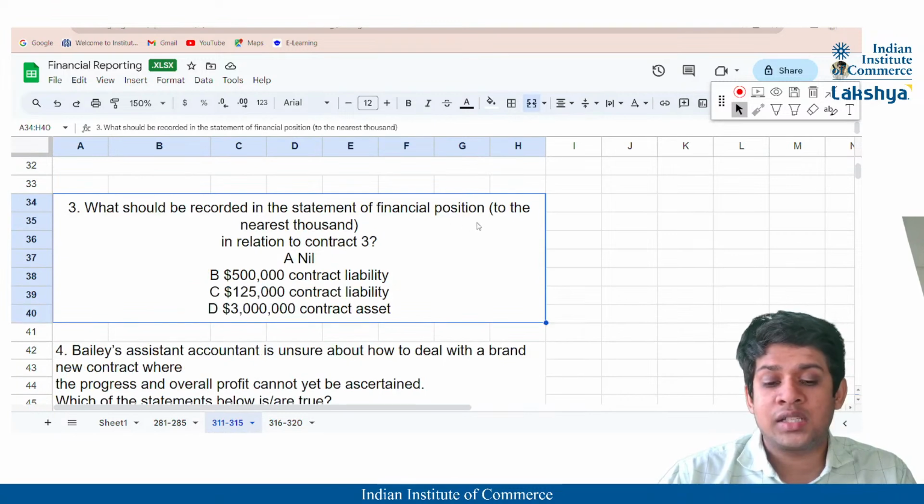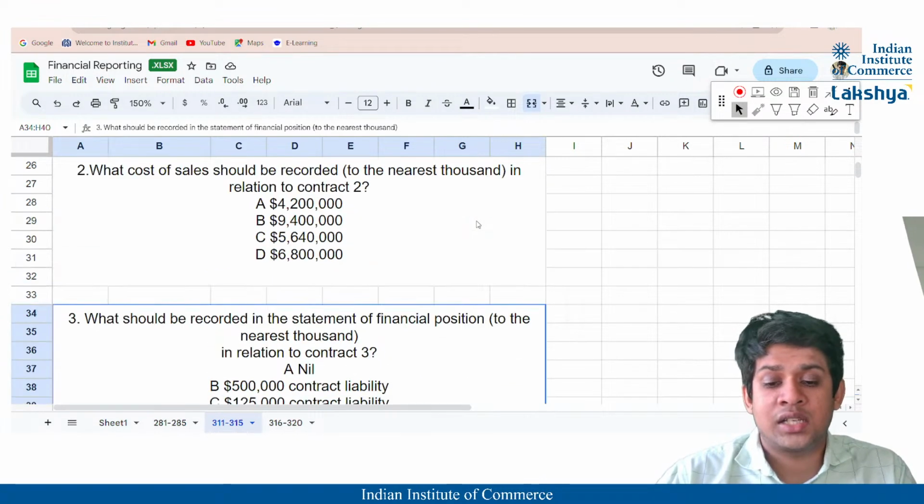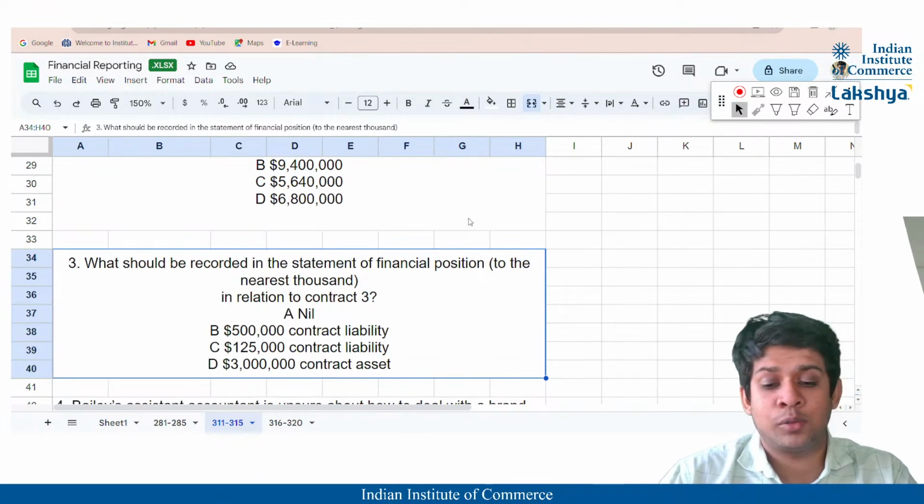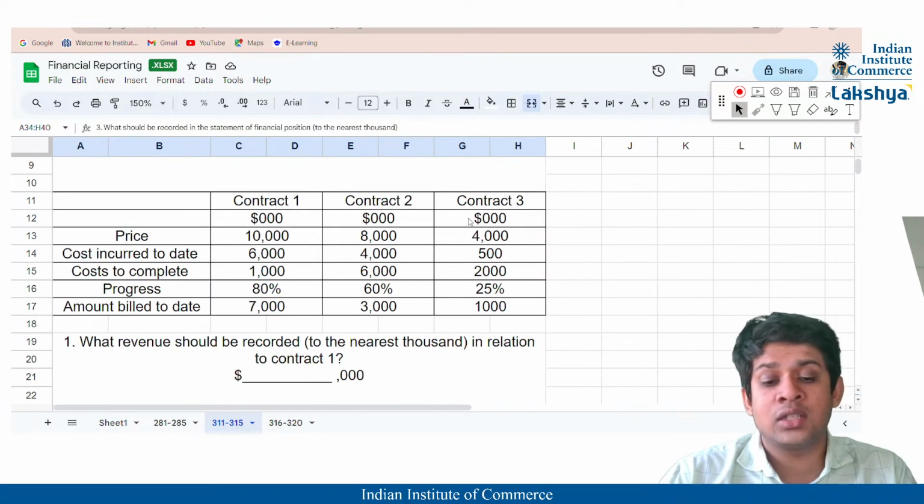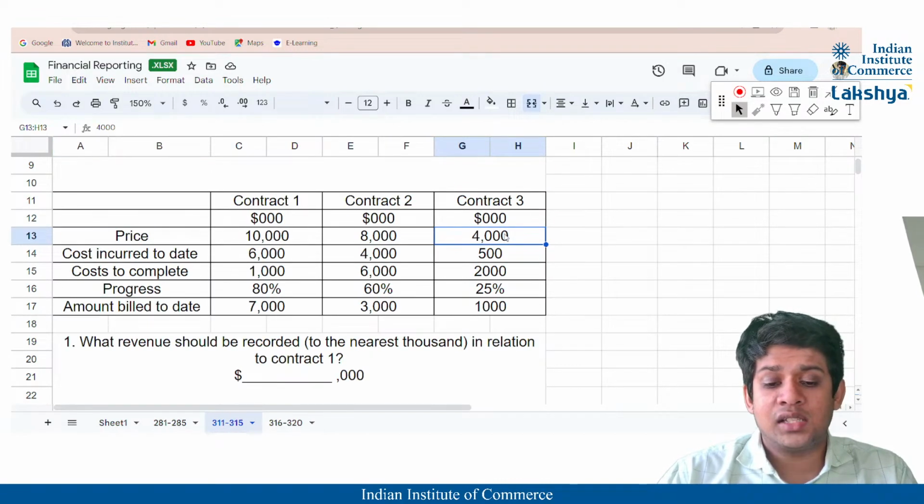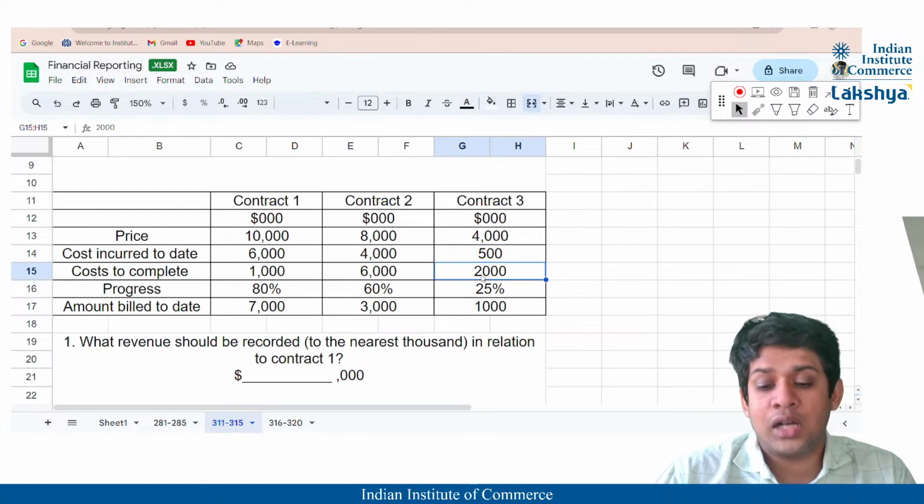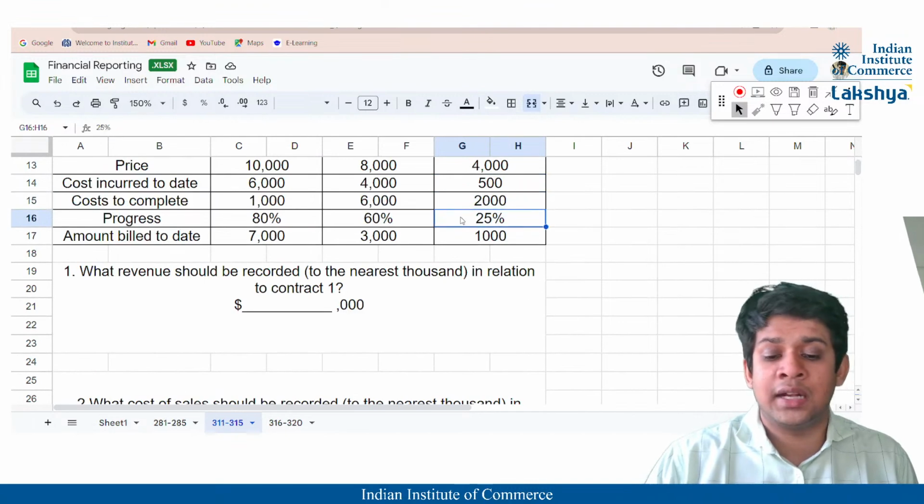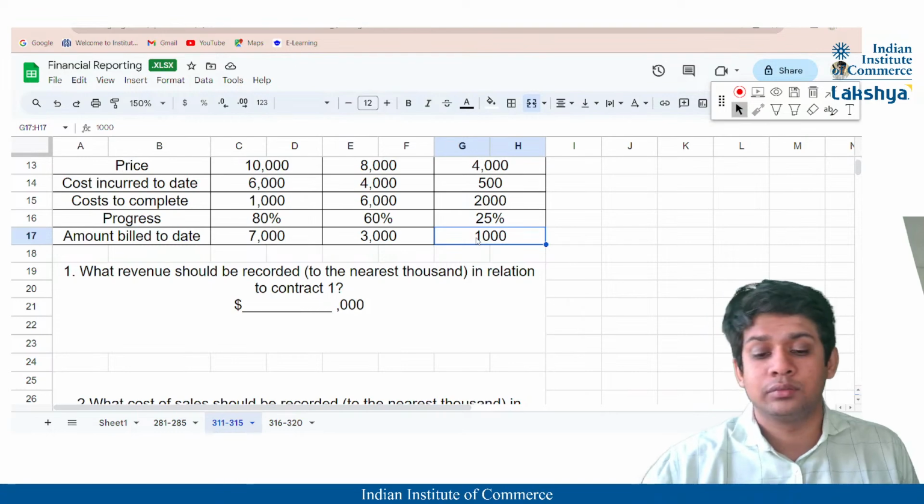What should be recorded in the statement of financial position to the nearest thousand in relation to contract 3? Okay. So let us understand contract 3, and they are asking us to recognize something within the statement of financial position. So we have to go all the way till step 4. Now the contract price is 4,000. The cost incurred to date is 500, and the cost to complete the project is 2,000. The progress percentage is directly given 25%, and the customer has paid us $1,000 to date.